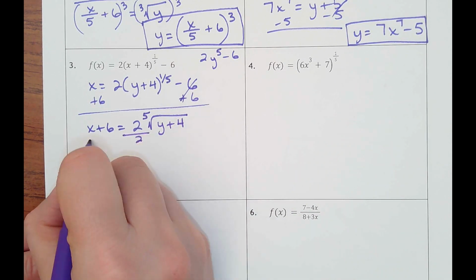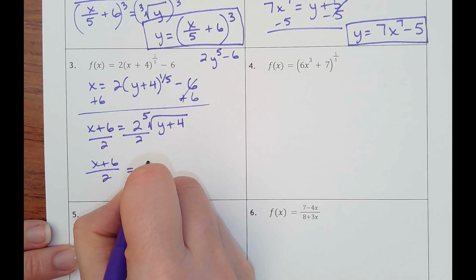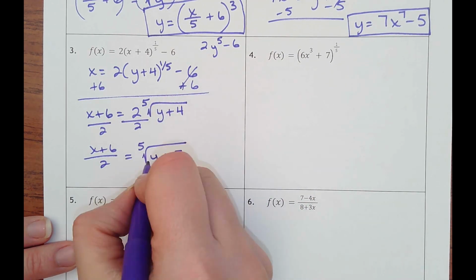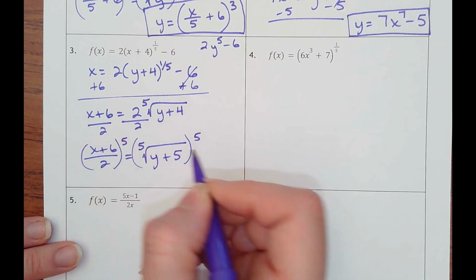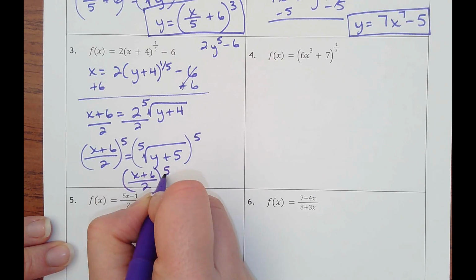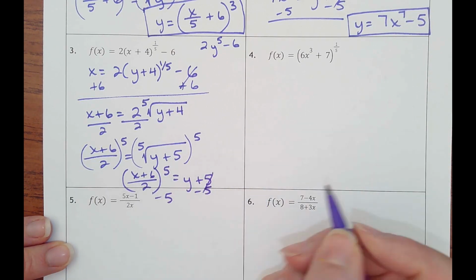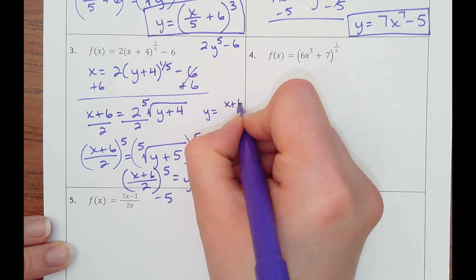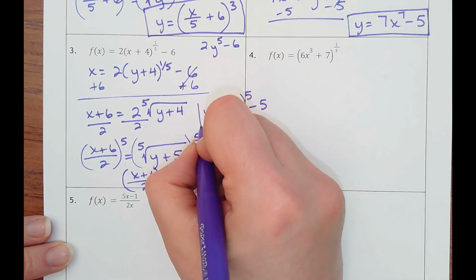Then I'd want to divide away the 2. And then to get rid of the 5th root, I would take it all times the 5th power. So it'd be x plus 6 divided by 2 to the 5th power equals y plus 5. And then I'd have to subtract 5 at the end. So I'm kind of running out of room here, but it would be y equals x plus 6 over 2 to the 5th power minus 5 at the end.